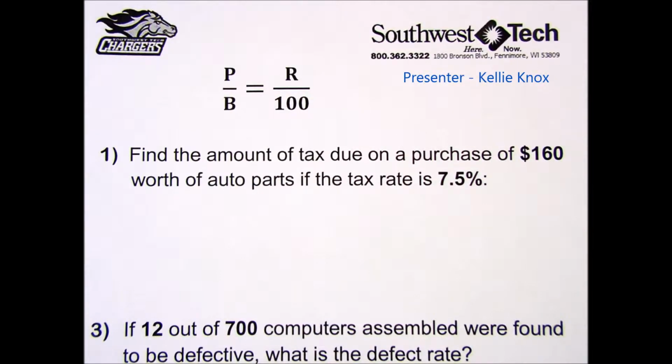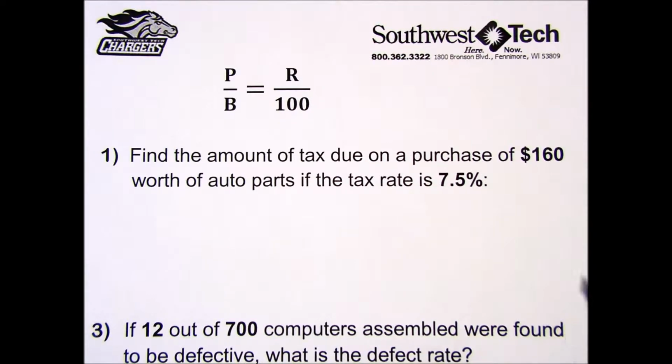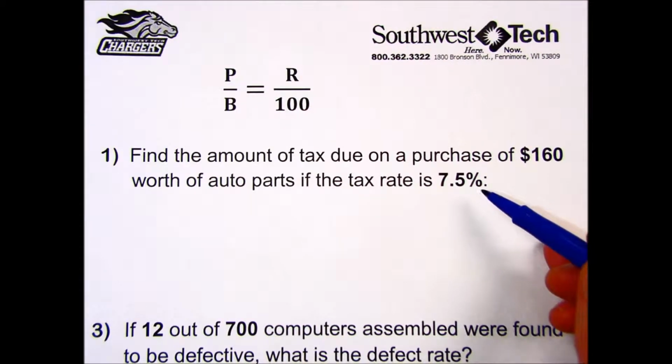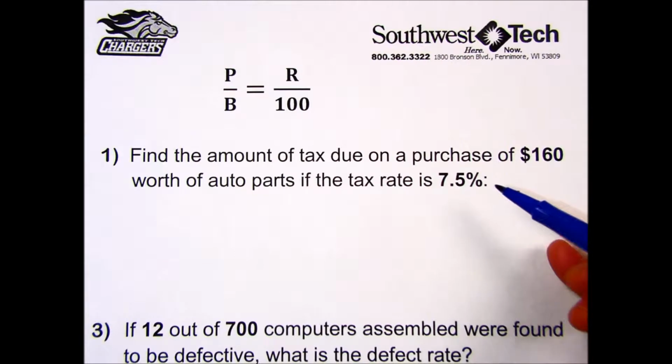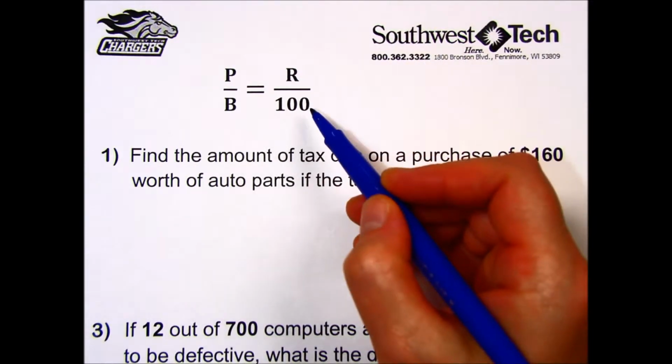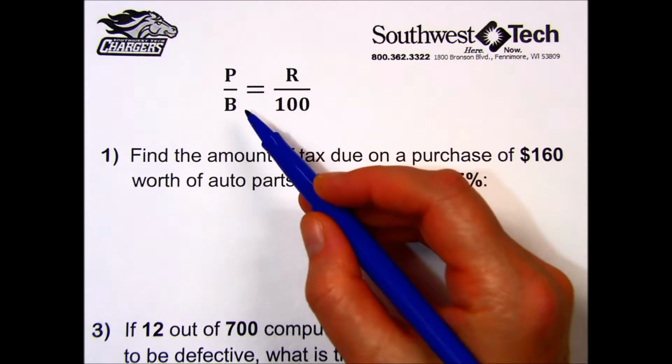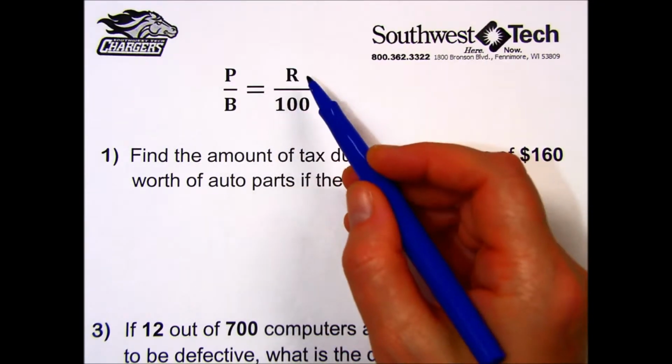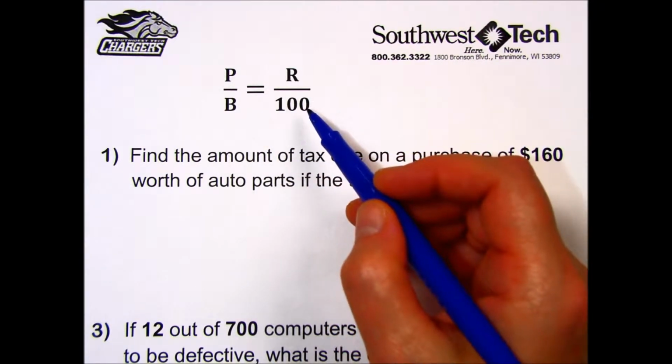We have established the foundation skills for working with percent problems. We inspect each problem and identify the part, the base, and the rate. In practice set 3-5, we will actually solve these problems using this formula. Part over base equals rate over 100.